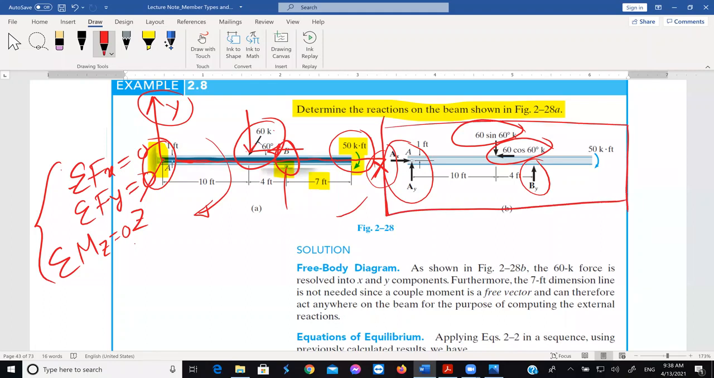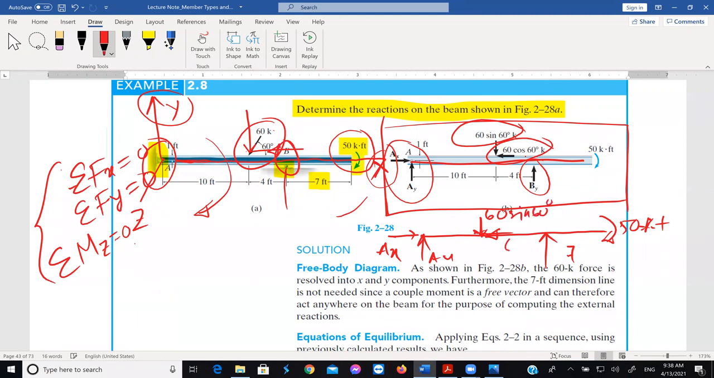We could replace the beam with just a single line like this. In that case it will be just like a line diagram. So we have a 50 foot-kip moment here, and that's 7 feet. We have a vertical reaction here and a horizontal reaction here, and we have the components of the inclined force like this: 60 sin 60 degrees, and the horizontal component is 60 cos 60 degrees. So that's the idealized structure.